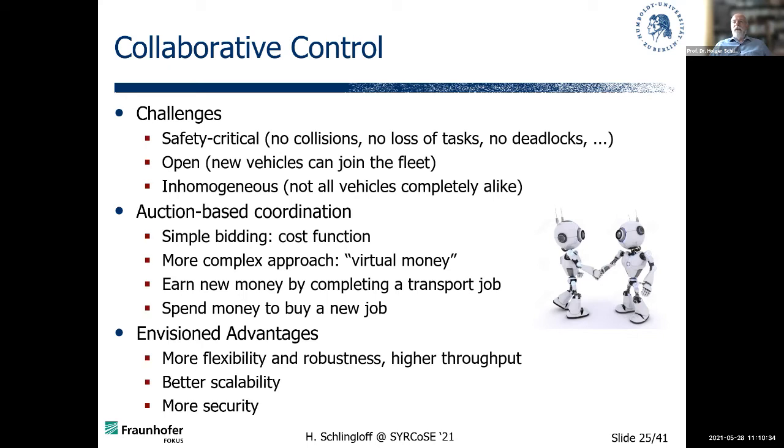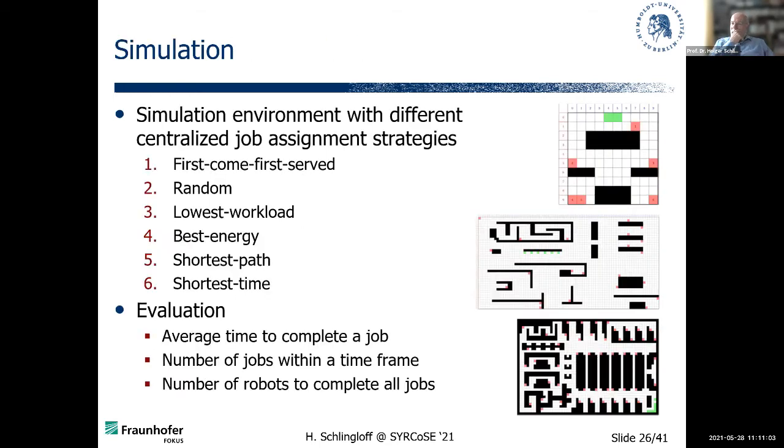But they can also auction, so they can spend money to buy a new job. And by this, we get more flexibility and robustness. We get a higher throughput. We get better scalability and more security. We have this ethical layer implemented. It could be discussed in how far being commercial is being ethical, but that's another story. So the question is now, how do we verify or validate or analyze this behavior?